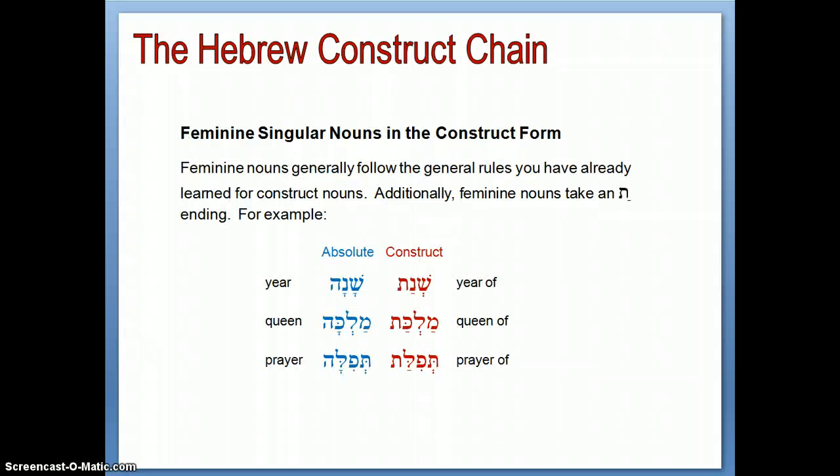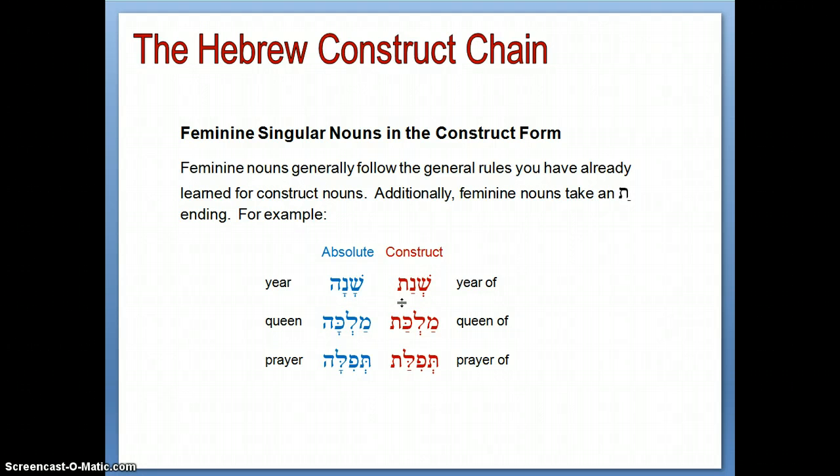Alright, now let's look at feminine singular nouns in the construct form. The nouns we've looked at already are all masculine singular odd kinds of nouns that change. But now we'll look at feminine singular nouns. Let's look at the list of nouns here. We have shana, which is year, malka, which is queen, and tefilla, which is prayer. Notice that to say year of, we get vowel reduction instead of qamets. We get schwa patah. And the he at the end of shana turns into a tav, shenat.